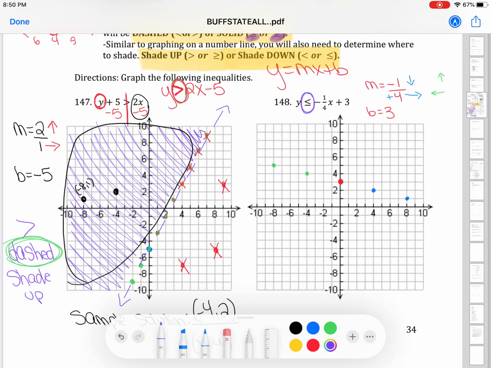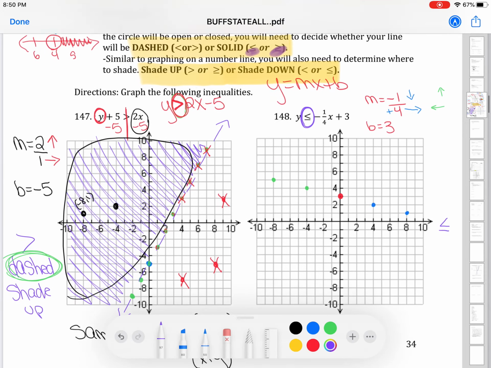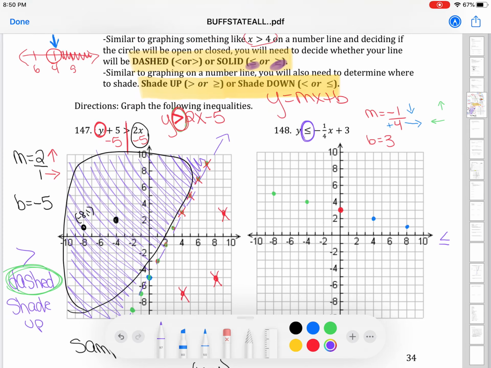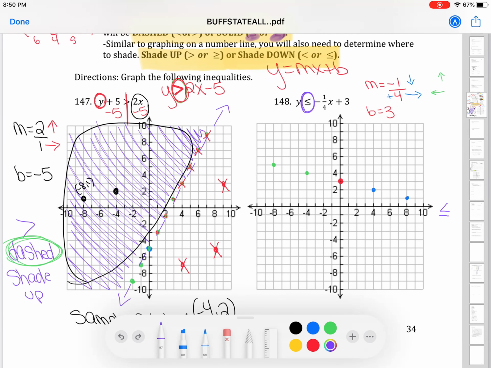But the next thing I'm going to do is look at my symbol. The symbol for this one is a less than or equal to. So the first thing I need to ask myself is whether it's going to be a dashed or a solid line. Because it has the or equal to, that means it's going to be a solid line, just taking that information from up here. The solid line shows that it's part of the solution. And for this one, we're looking for all the points that are less than or equal to that line, or in other words, less than or on that line.